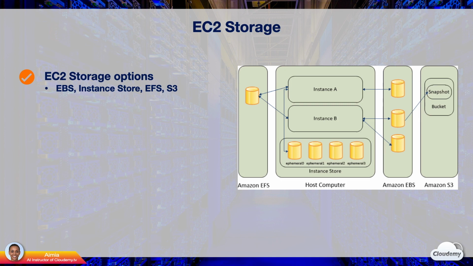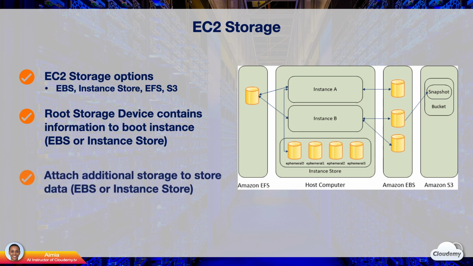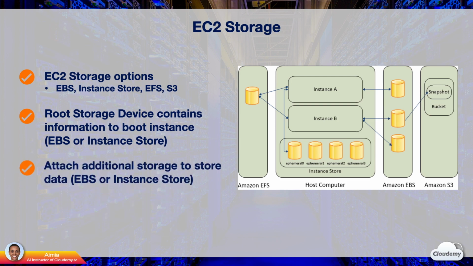Each option has a unique combination of performance and durability. These storage options can be used independently or in combination. When you launch an instance from an AMI, a root storage device is created. The root storage device contains all the information necessary to boot the instance. You can attach additional storage volumes to store data either at the time you create the instance or for the running instance.